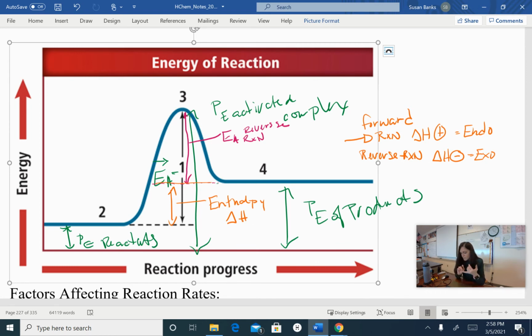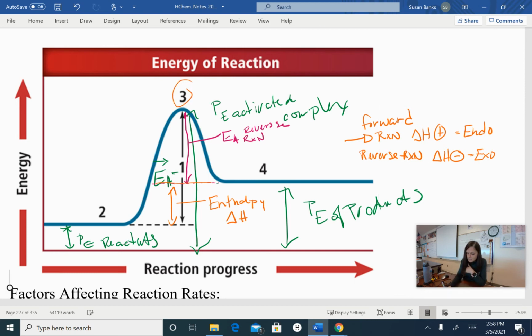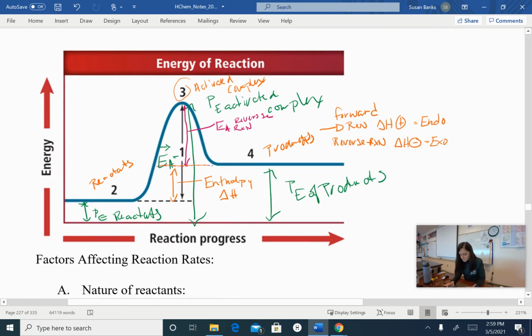So we have delta H that we can read. We can have products. We can have activation energy of forward, activation energy of the reverse, potential energy of the reactants, the products, where the activated complex is. This is the activated complex. Always at the top of the energy graph is where that activated complex is going to be. This is reactants and products. Okay, so lots of little things that we can get off of these graphs.